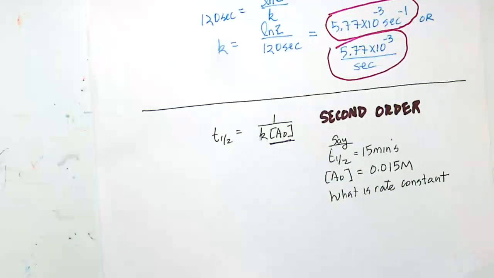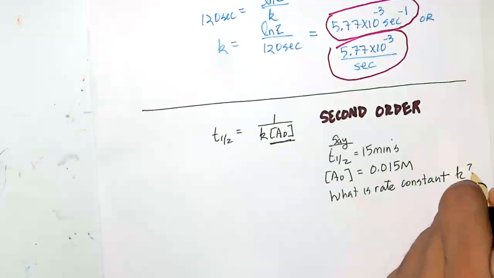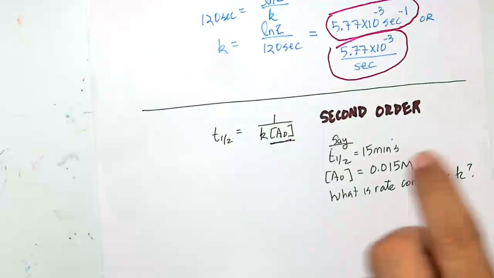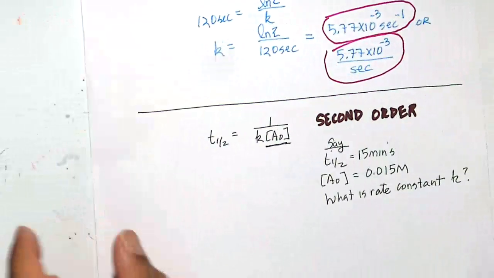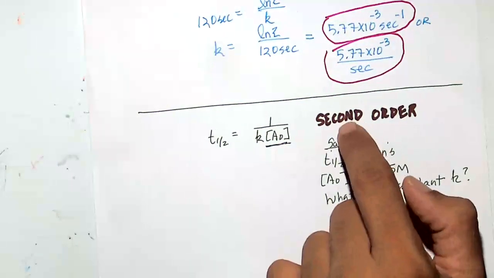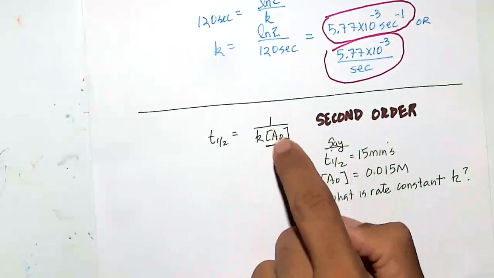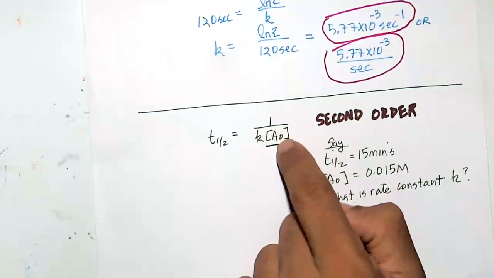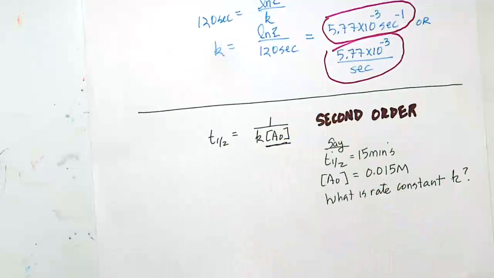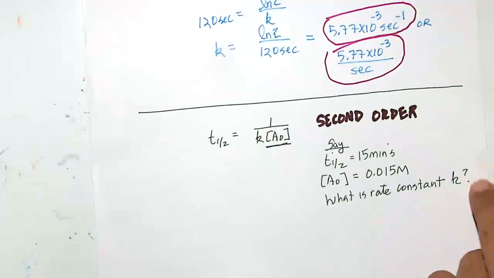I was going to say, if first order has a half-life of 120 seconds, what would be the half-life if it's second order? But the thing is that you need a starting material. This depends on the initial amount. Your first order decay doesn't. So this is just plug and play. Plug the equation in to get our rate constant k.